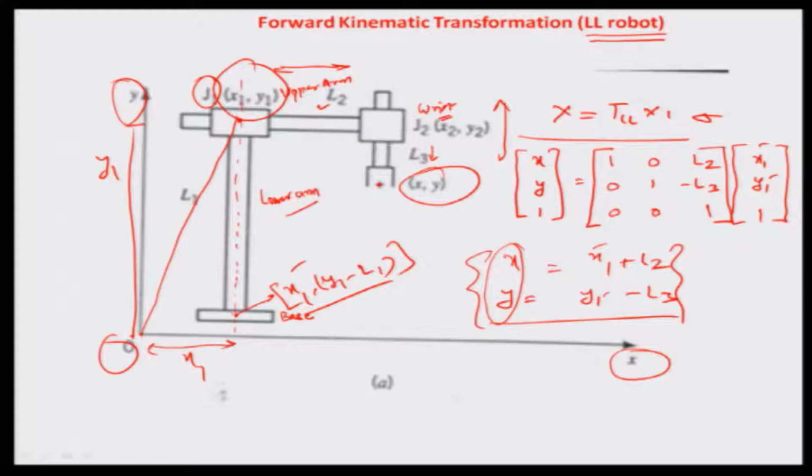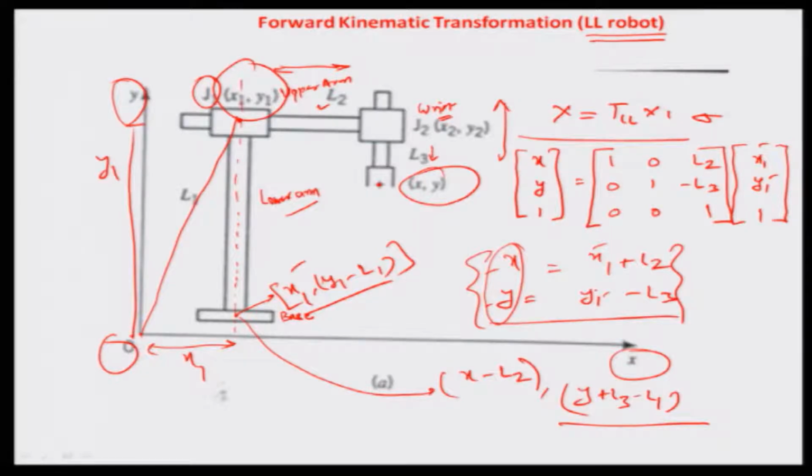If we wanted to know the location of the base in this particular case, the obvious answer would be that the base is located at x equal to x1, which is actually x minus L2, and it is located corresponding to y1 minus L1, which is actually y plus L3 minus L1. Okay. So, that is how you can locate the base once the end effector position is determined with respect to the world system. So, that is how you do the forward kinematic transformation.